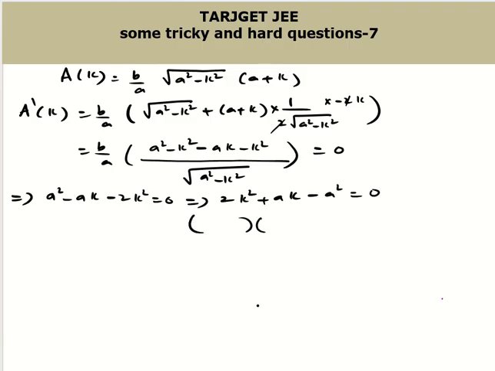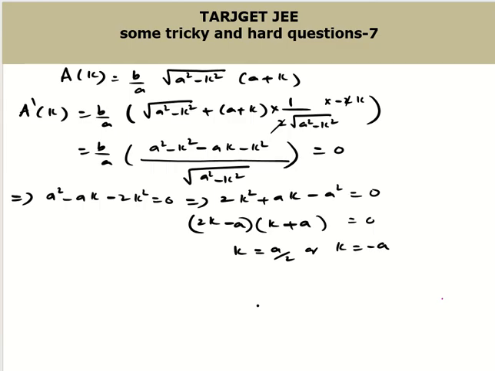This can be factorized as 2k and k. I'll put a plus a here and a minus a here so that I get 2ak minus ak minus a square. That gives me two values for k: k is equal to a by 2 or k is equal to minus a.